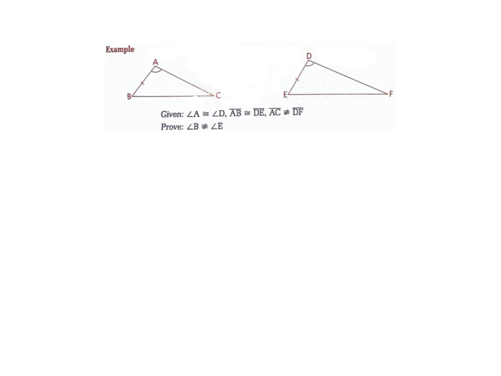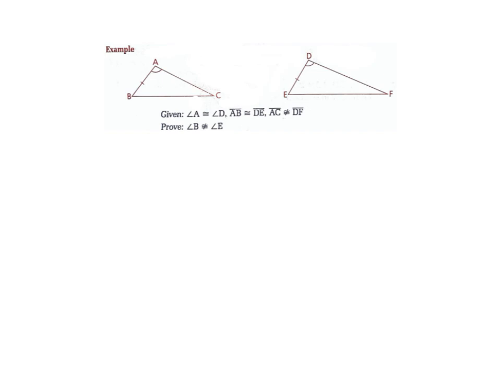Now, if you think about it, it makes sense. If I knew that angle B and angle E were congruent, I would be able to prove that these triangles are congruent by angle, side, angle. And then I would know that AC is congruent to DF. But I've been told that it's not. So we're going to write this proof indirectly by starting with the negation of what we're trying to prove.